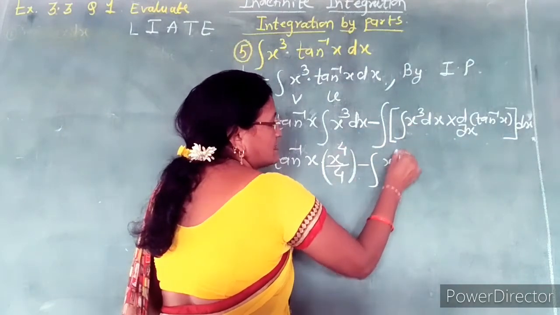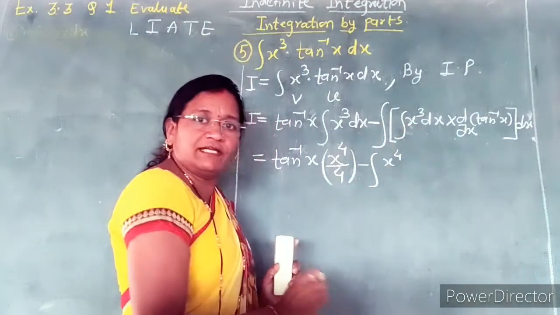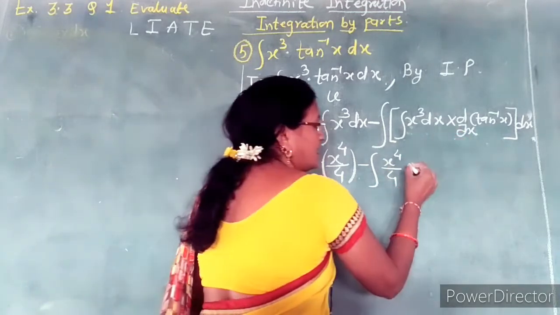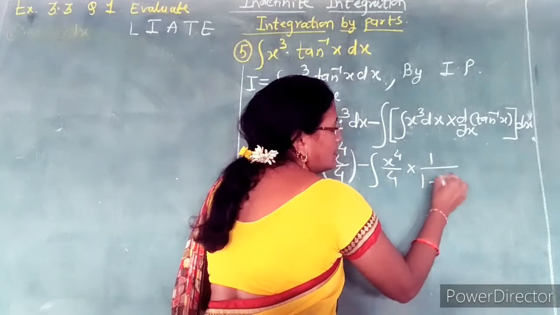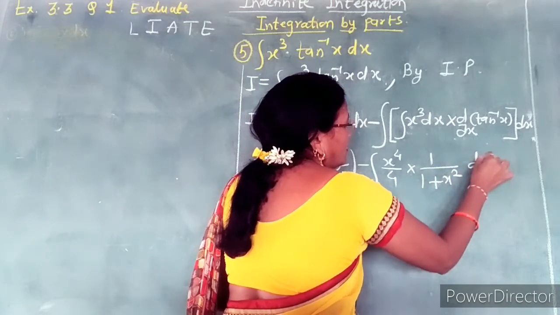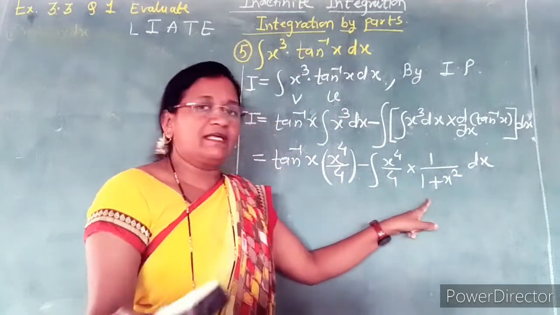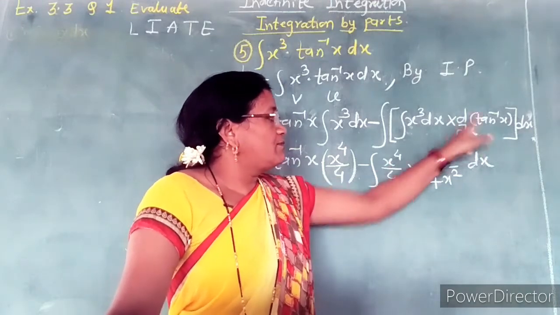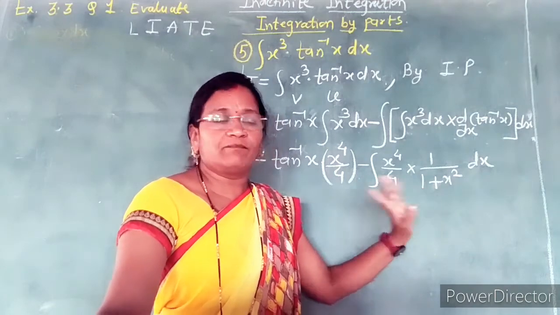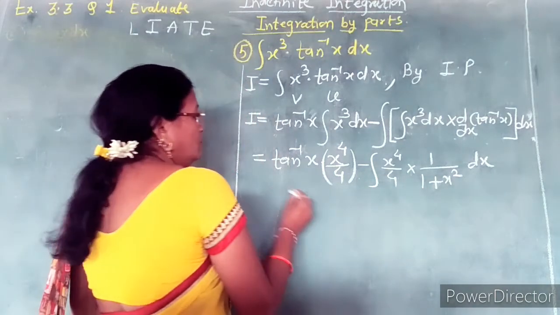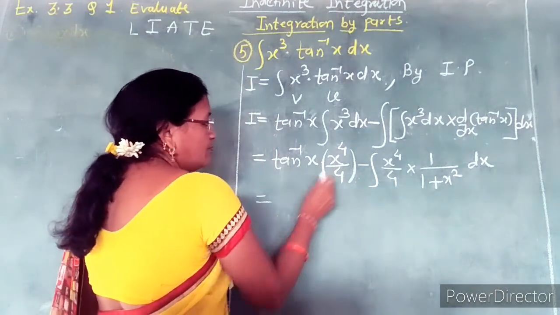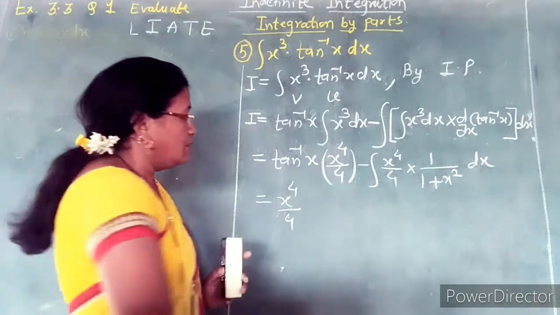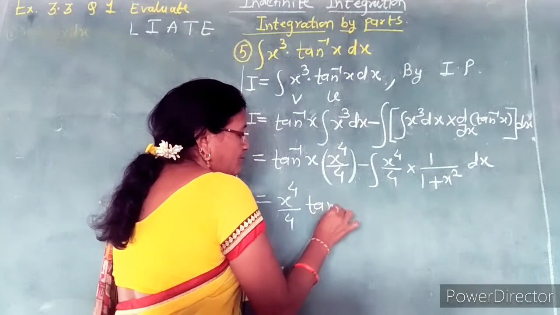So here we can write this step. To find the integral of x raised to 3, that becomes x raised to 4 upon 4. And the derivative of tan inverse x is 1 upon 1 plus x square. Now we take the result of derivative and integration at a time. So remember that the derivative of tan inverse x is 1 upon 1 plus x square. Now to evaluate the second integral, before this we take the algebraic function x raised to 4 by 4 multiplied by tan inverse x.